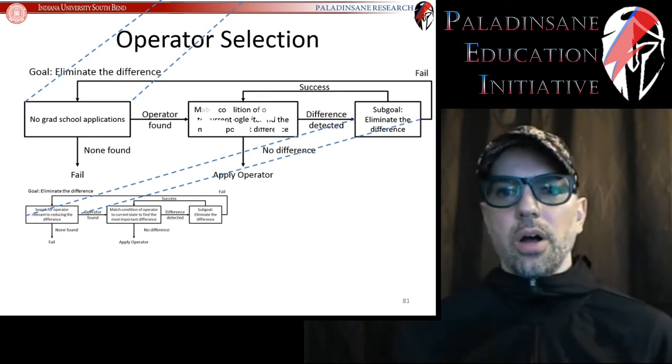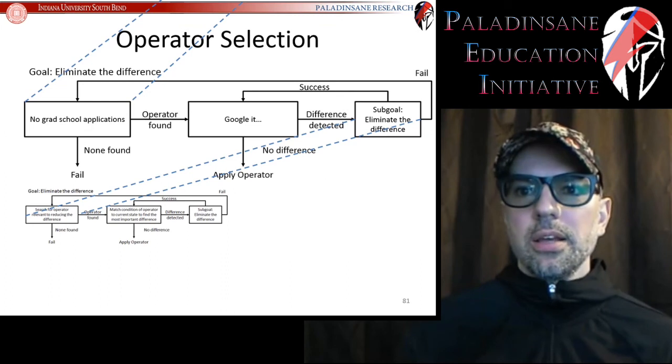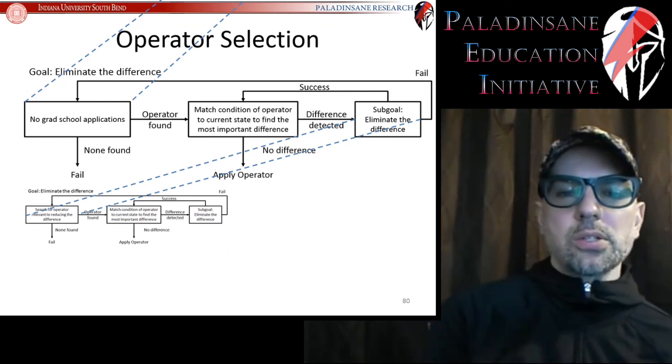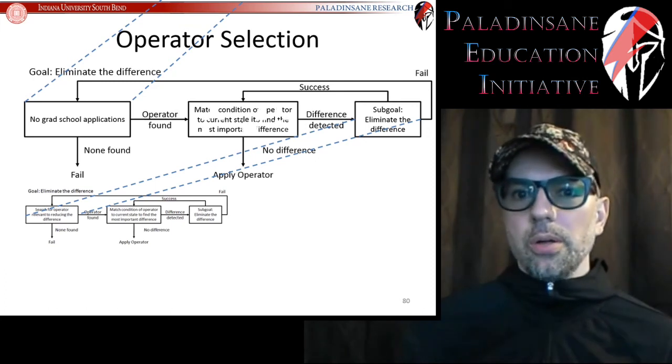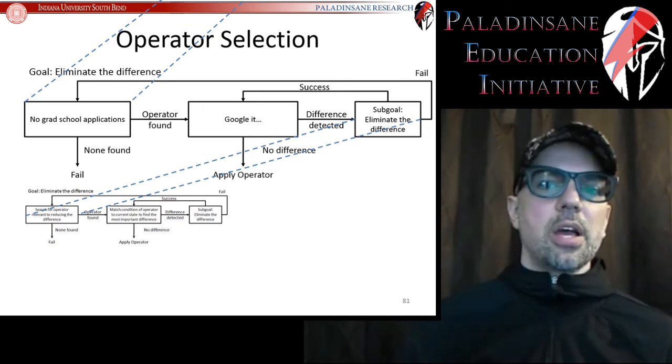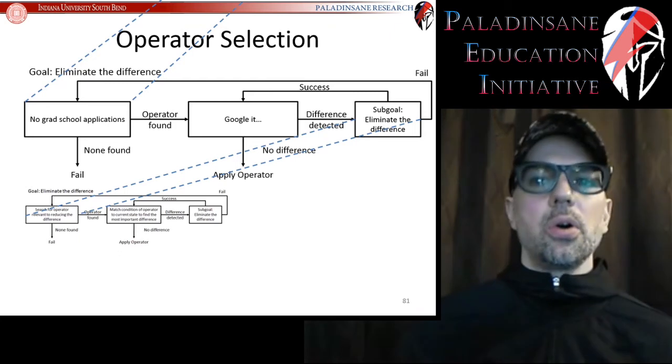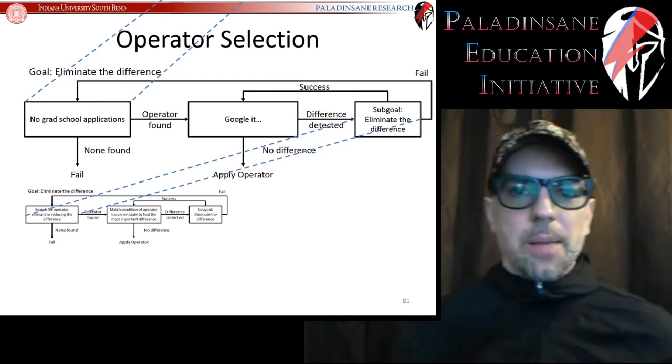And you might say, all right, well, what I can do is I can Google it, right? My current state is I have no grad school applications. The most important difference for that would be to find some with Google. So I'm going to Google it. So that becomes your new sub-goal. Google these grad school applications.